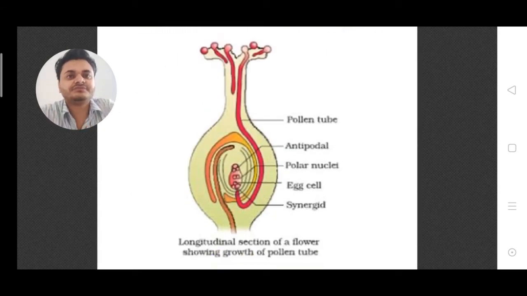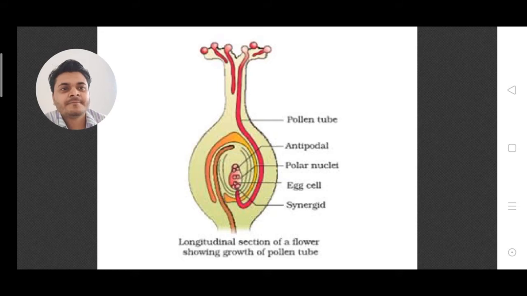So this is the structure of an ovary. You can see a longitudinal section of a flower showing the growth of a pollen tube, understood? So this entire thing is a carpel or pistil or gynoecium. You can see on top, when pollination takes place, the pollen falls on the stigma, isn't it? So this pollen then forms a pollen tube and it gets inside. So you can see pollen tube, antipodal cells, polar nuclei, egg cell, synergids, all are there, isn't it?